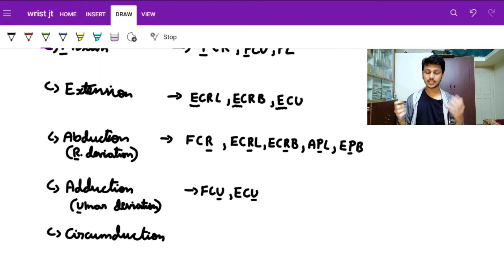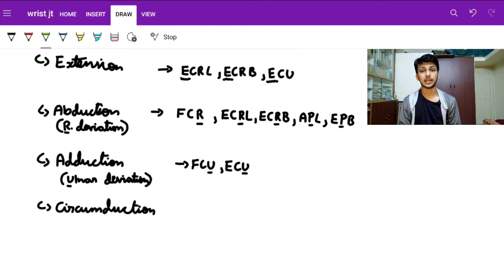Okay, then there is adduction. Adduction is what? This one, ulnar deviation. Ulnar deviation, which are the muscles? Flexor carpi ulnaris, extensor carpi ulnaris, both of them. And there is circumduction. Circumduction here, isn't it? Circumduction is a composite movement from many muscles.